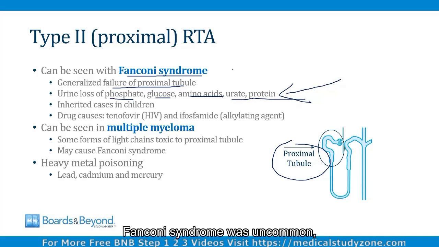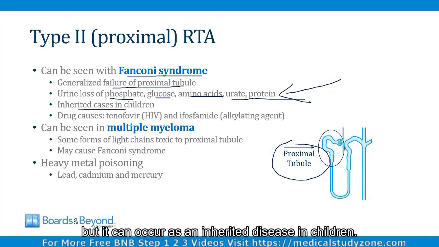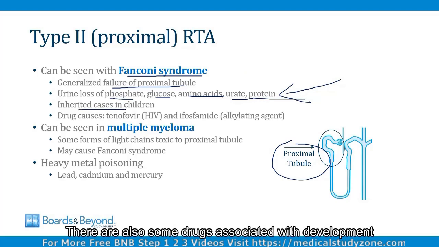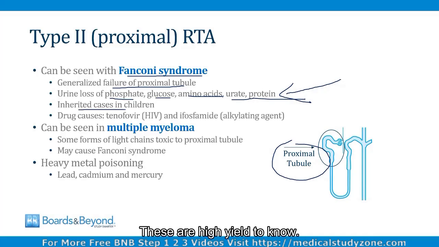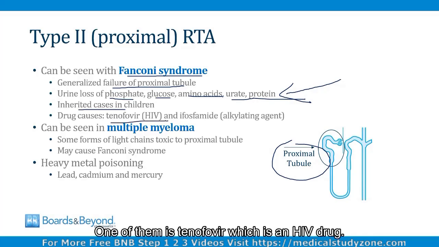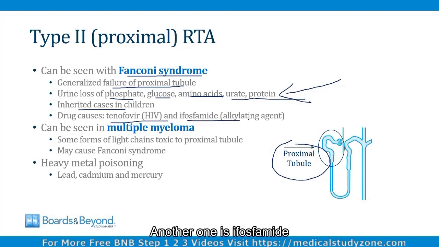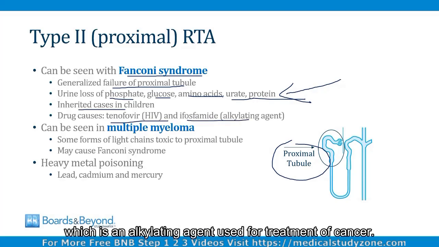Fanconi syndrome is uncommon, but it can occur as an inherited disease in children. There are also some drugs associated with development of a Fanconi syndrome. These are high yield to know. One of them is tenofovir, which is an HIV drug. Another one is ifosfamide, which is an alkylating agent used for treatment of cancer.